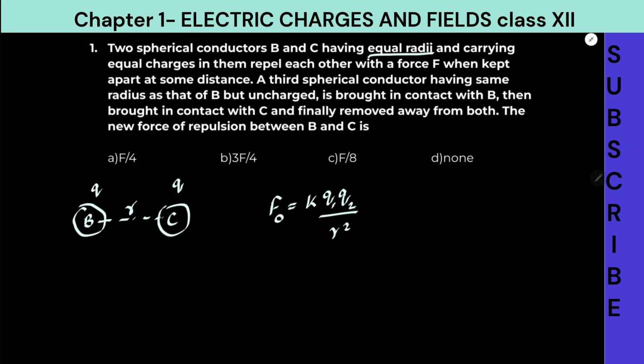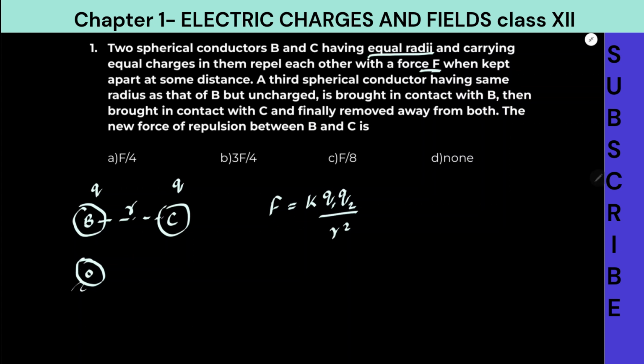Now this is our initial force, so let's call it F naught. The question itself is saying the force is F, so let me make it F only. Question says a third spherical conductor having same radii as that of B but uncharged. So what is the initial charge on the third one? It is 0. Correct? Uncharged is brought in contact with B and then brought in contact with C and then finally removed.